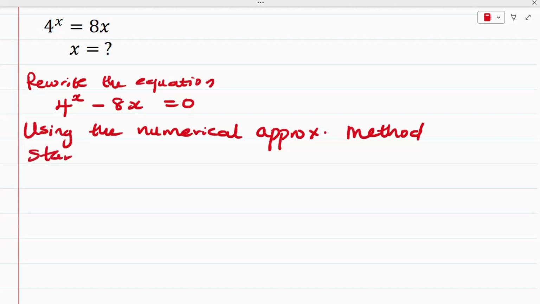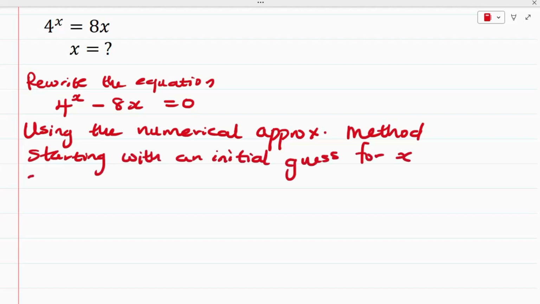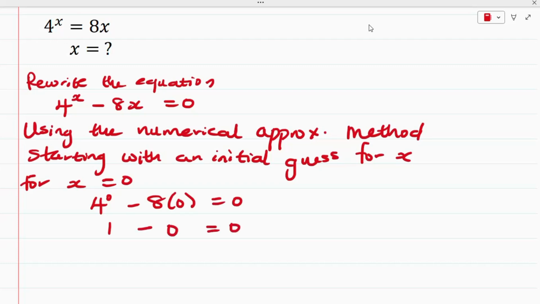So starting with an initial guess for x, we are going to say for x equals 0, we want to solve for this. We have 4 raised to the power of 0 minus 8 into 0 is equal to 0. 4 raised to the power of 0 is 1, minus 8 multiplied by 0 is 0. Now 1 minus 0 is 1, which is not equal to 0. So therefore, we can say the initial guess that x is equal to 0 is invalid.